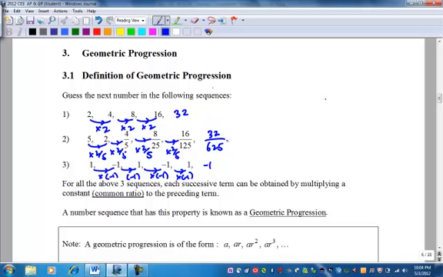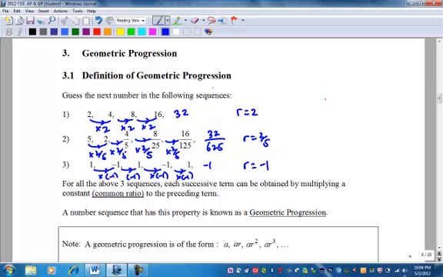For all the three sequences, each successive term can be obtained by multiplying a constant, which is called a common ratio, to the preceding term. In the first sequence, the common ratio is 2. Second sequence, the common ratio is 2/5. And for the third sequence, the common ratio is -1. Now, a number sequence that has this property is known as a geometric progression.